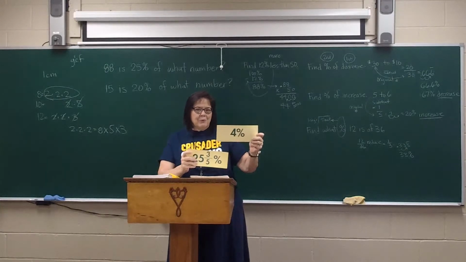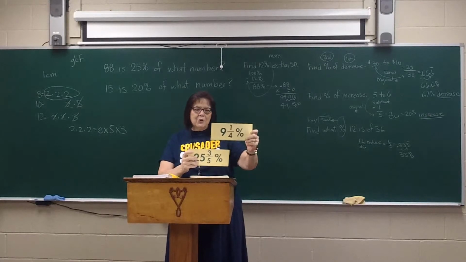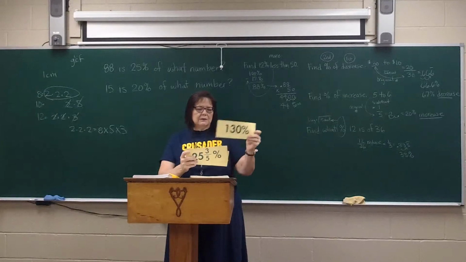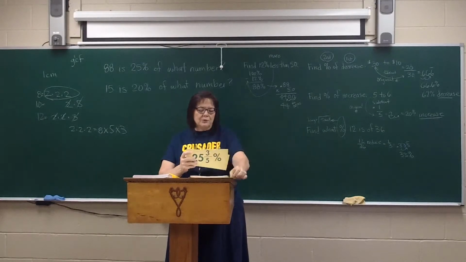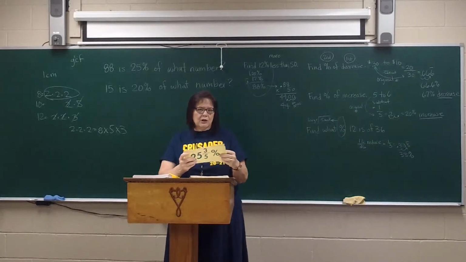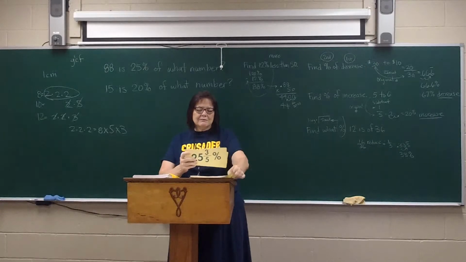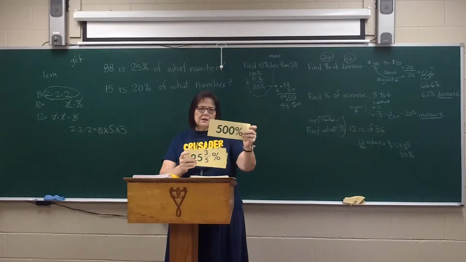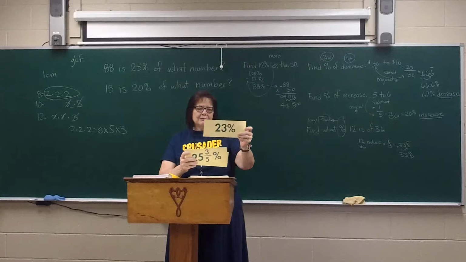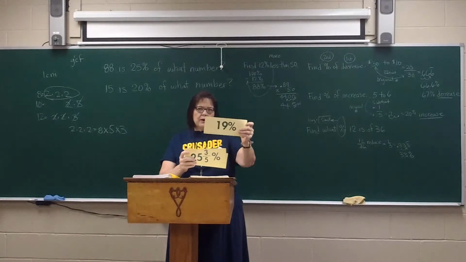All right, on this one, you've already got it, 0.04. This one, 0.0925. I'm going to mix them up a little bit. This one, 1.3. 0.73. I wish I could actually hear y'all doing this. We earned some candy here. 0.07. This is easy, just a 5. If it's over 100 on the bottom, you just take the top number. 0.23. 0.19.